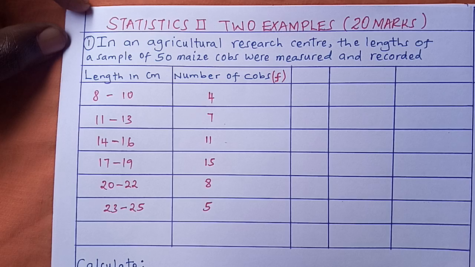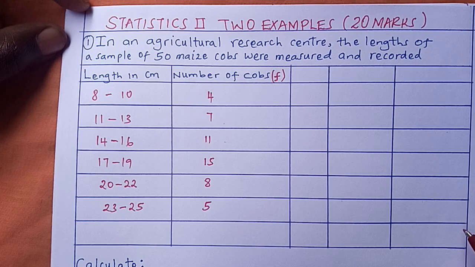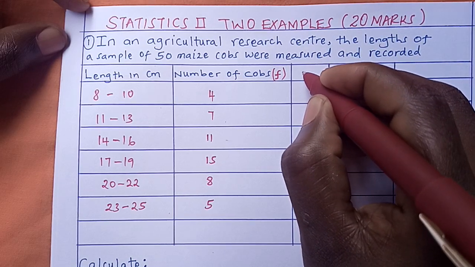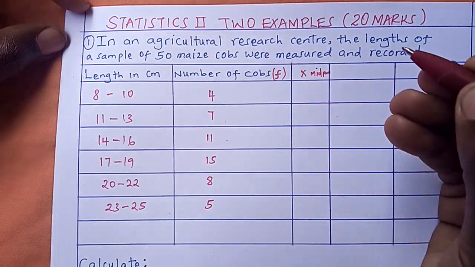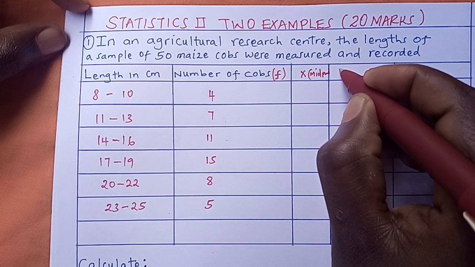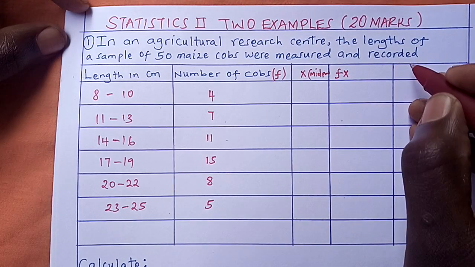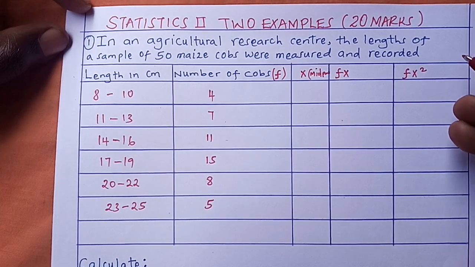Now, for us to work out the mean, we need the summation of f of x. We also need a column for the midpoint, so let us have a column for midpoint. This x stands for midpoint. And then we have another column for f of x, and then another one for f of x squared. This one will help us in working out the variance.